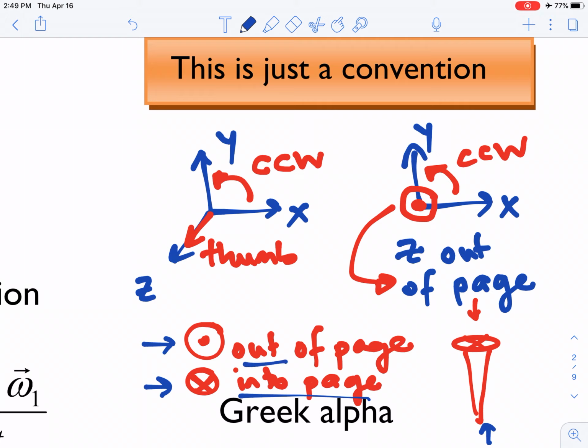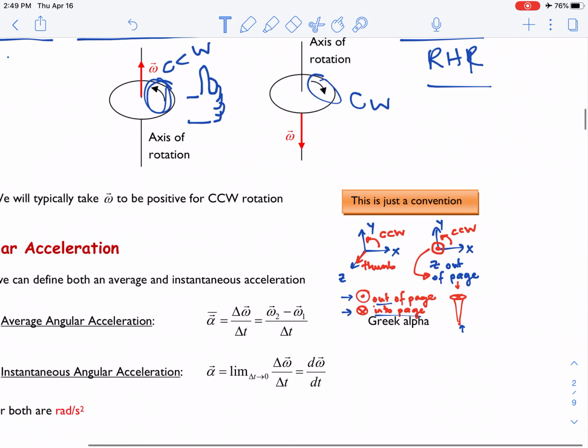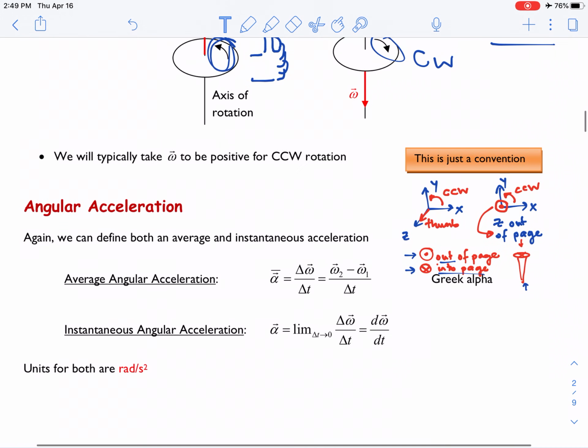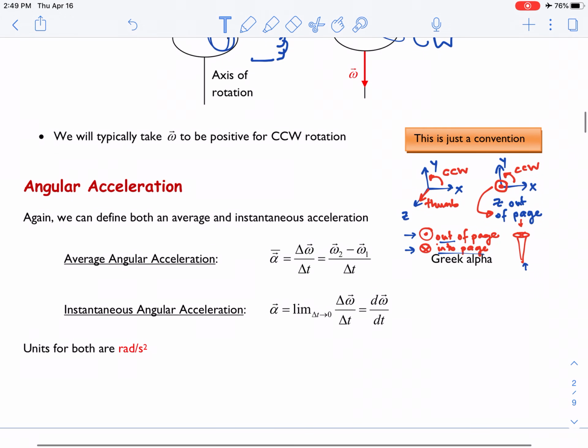That's how these symbols were chosen: the tip shows you that it's coming out, and the cross shows that it's going into the page or board or whatever surface it is. These two representations are going to be very important. Again, we will talk more about it, but I want to introduce it here. Next, we are going to discuss angular acceleration, and I'll do that in the next video.